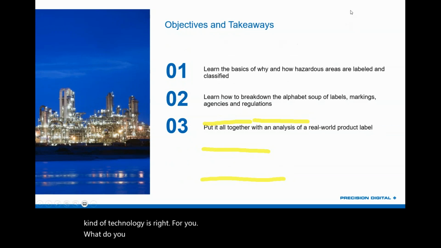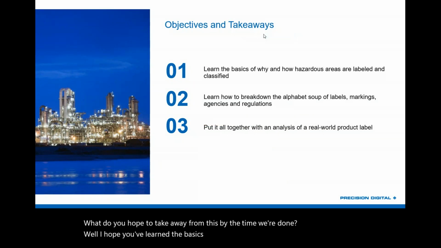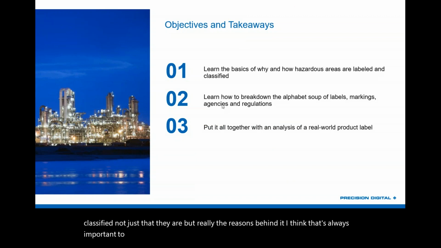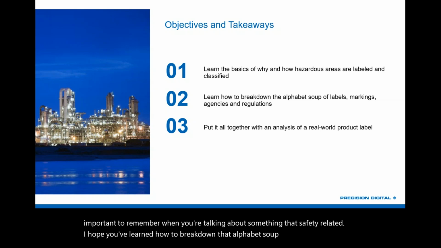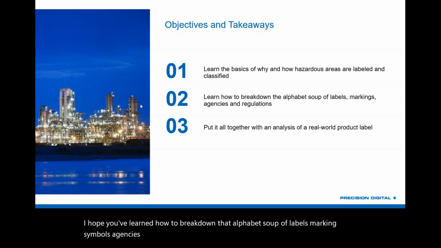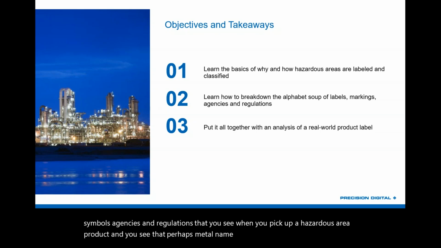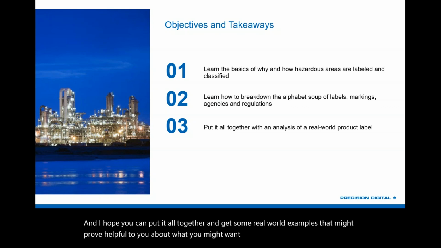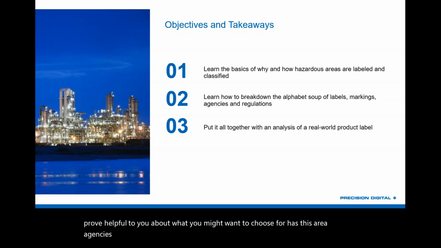So what do you hope to take away from this by the time we're done? Well, I hope you've learned the basics of why and how hazardous areas are labeled and classified. Not just that they are, but really the reasons behind it. I think that's always important to remember when you're talking about something that's safety related. I hope you've learned how to break down that alphabet soup of labels, markings, symbols, agencies, and regulations that you see when you pick up a hazardous area product and you see that perhaps metal nameplate on the side of it. And I hope you can put it all together and get some real world examples that might prove helpful to you about what you might want to choose for hazardous area agencies or technologies for your next project.